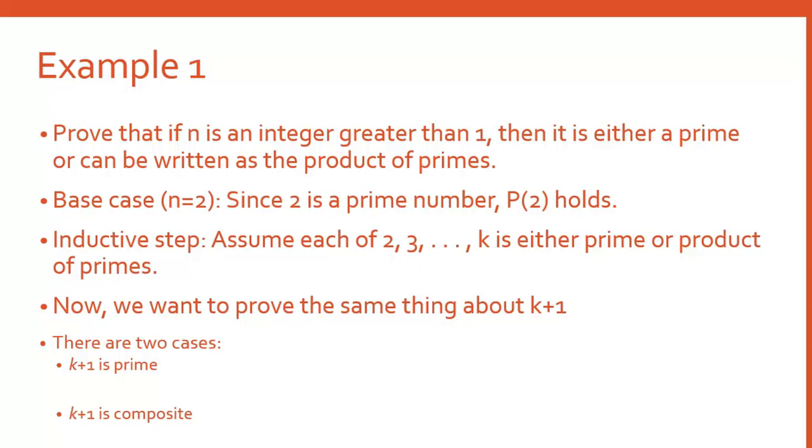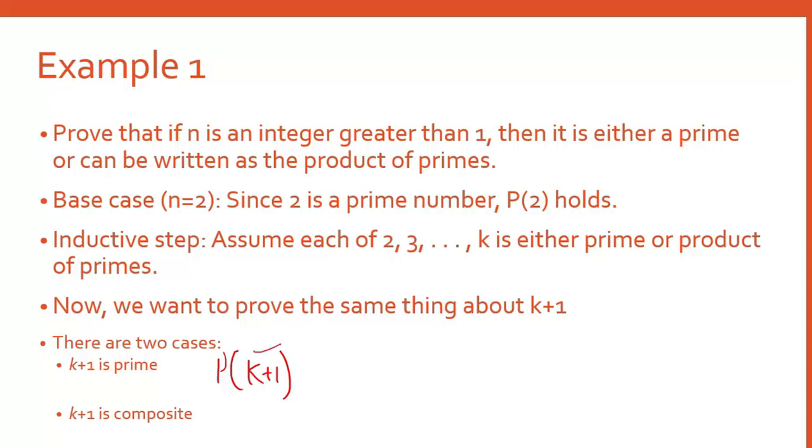If k plus 1 is a prime number, then P of k plus 1 is true. Why? Because P of n states that every number is either a prime number or can be written as a product of primes. So here we are assuming that k plus 1 is prime, hence P of k plus 1 is true.